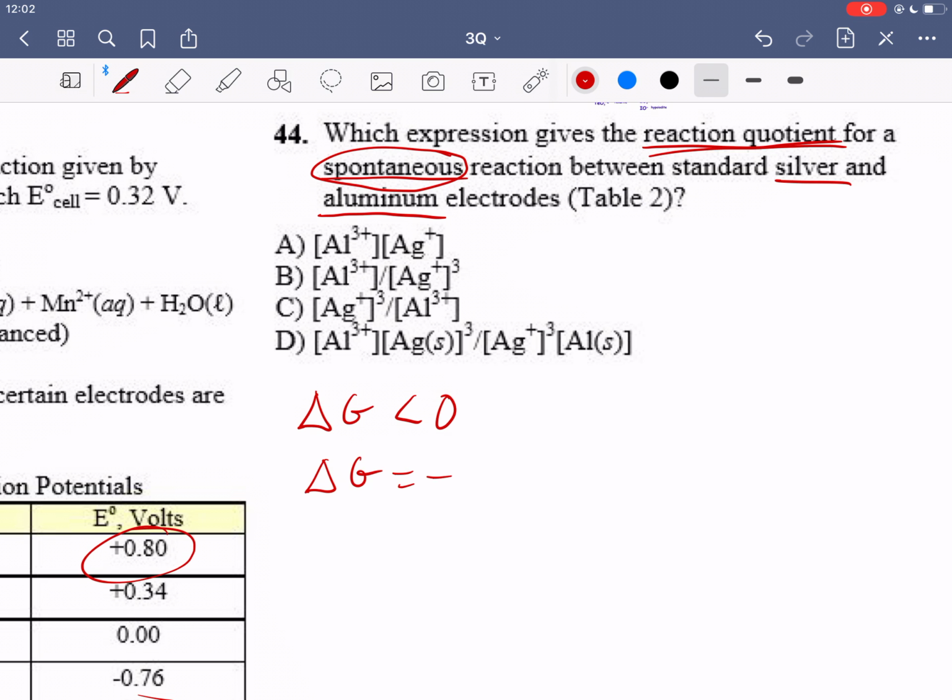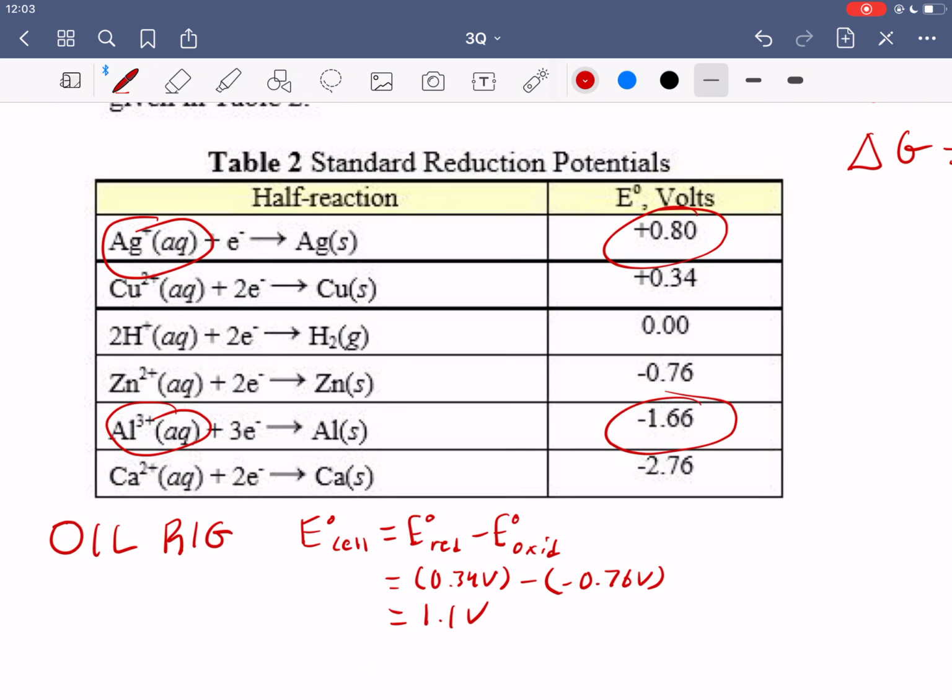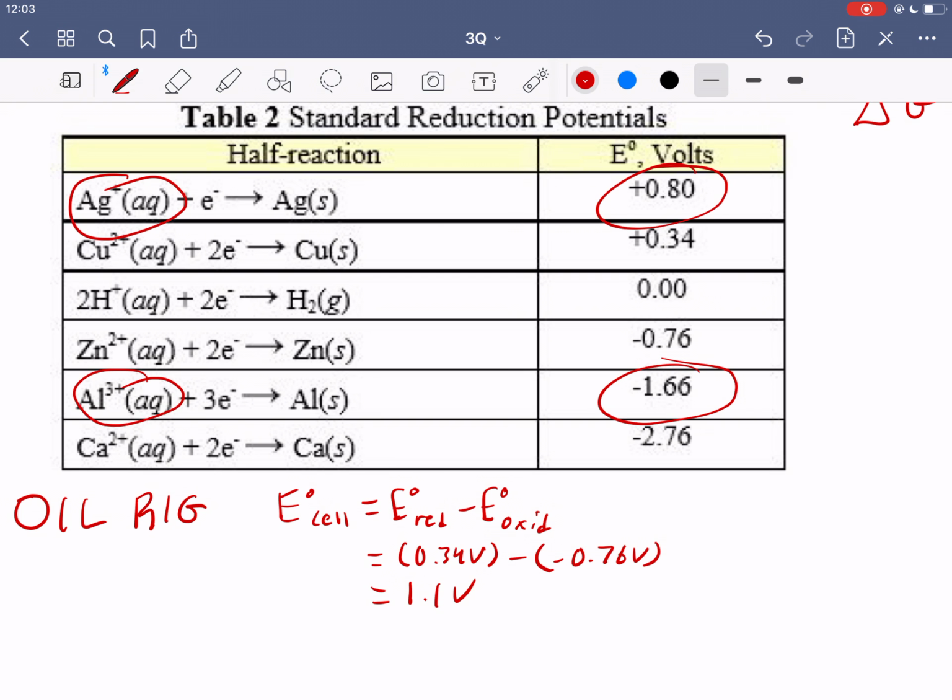And this is an equation for delta G, negative nF E naught. So n is just number of moles, F is a positive constant, so E has to be positive. E must be positive for delta G to be negative. So a spontaneous reaction automatically means that E naught is positive. So for E naught to be positive, that means that the one that has a higher E naught is the one that's going to be reduced. So silver is the one that's going to be reduced.